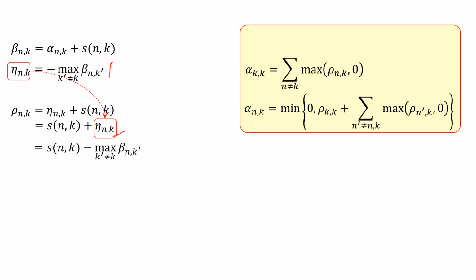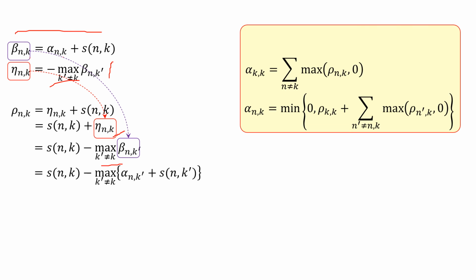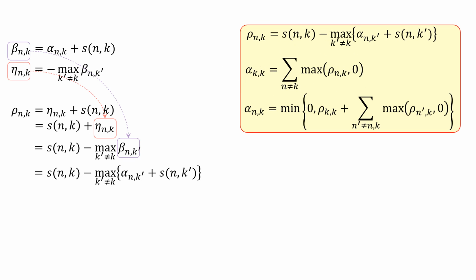I've replaced eta nk with negative max beta nk prime. Now beta nk prime is given by this expression. This is beta nk. I replace k with k prime and do the replacement here. So this is my expression for rho nk. This is an expression for rho nk, and observe that it does not contain eta or beta anymore. So I have in effect removed the redundant messages. So this becomes my final expression for rho, the responsibility variable.